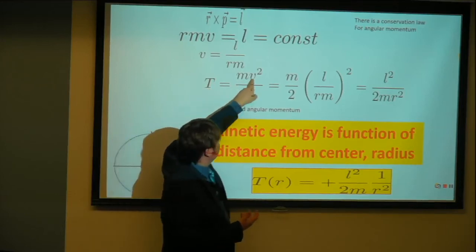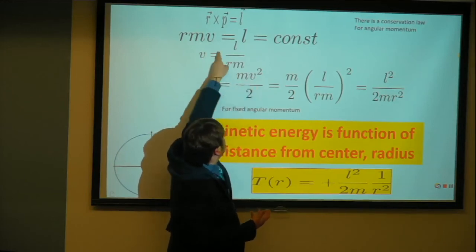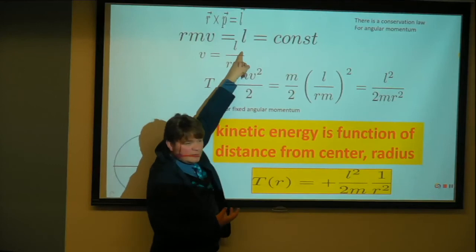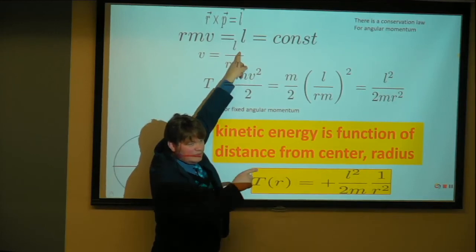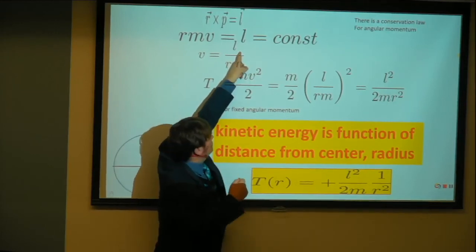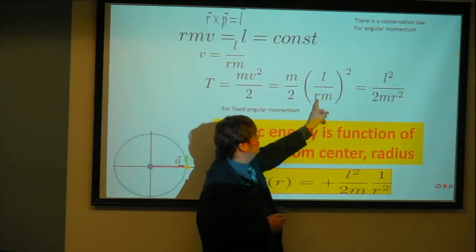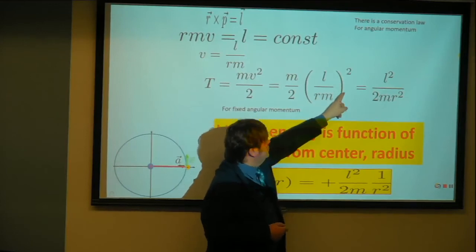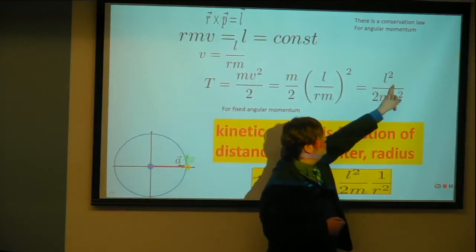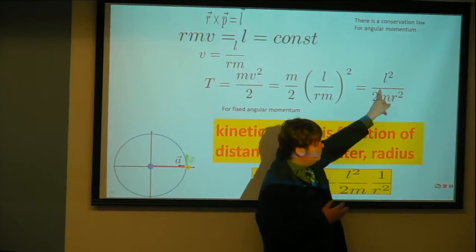So mass times velocity squared over 2. And if velocity is expressed in terms of angular momentum, in the previous 2 lectures we were going from linear velocity to angular momentum. Now we are going back from angular momentum to velocity. It is angular momentum over radius and mass, squared. And then we get kinetic energy is angular momentum squared over mass times radius squared. Same as we did before.